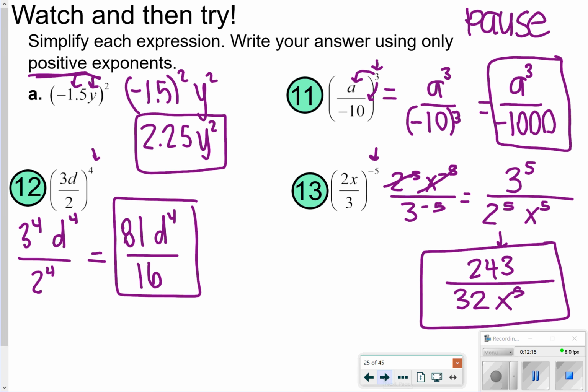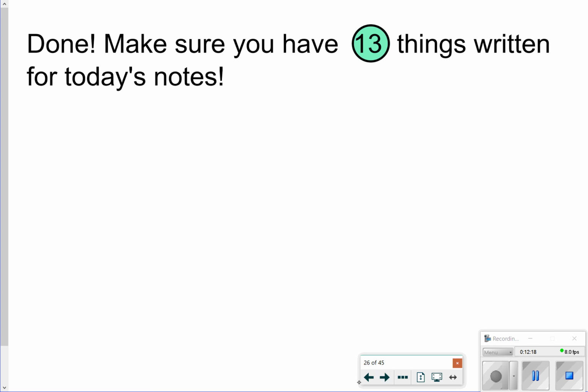Okay, so it's very important that you're distributing things whenever you're supposed to distribute. Make sure you have those 13 things written down. If you need to go back again and look, or make sure you reference your notes whenever you're trying your homework.